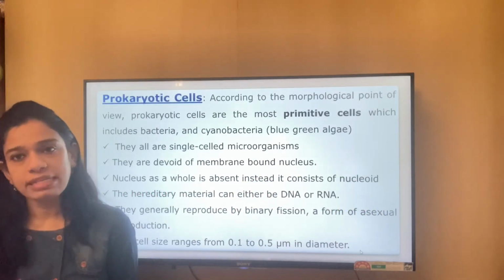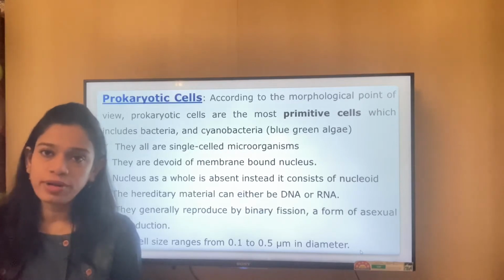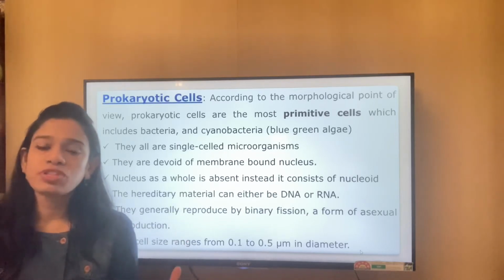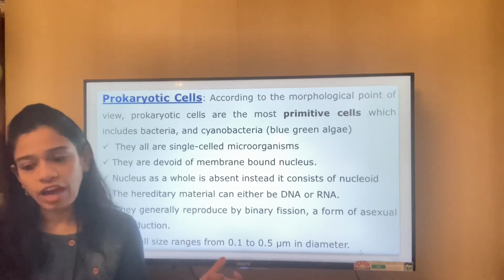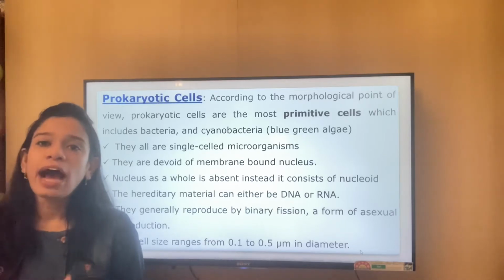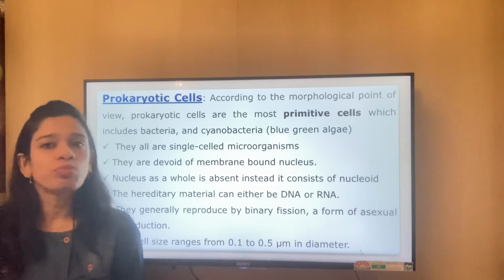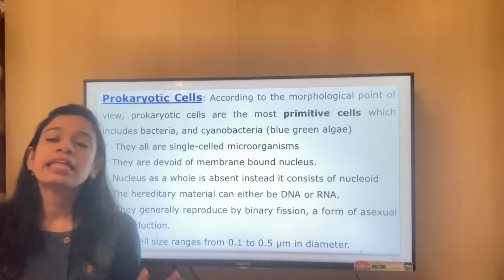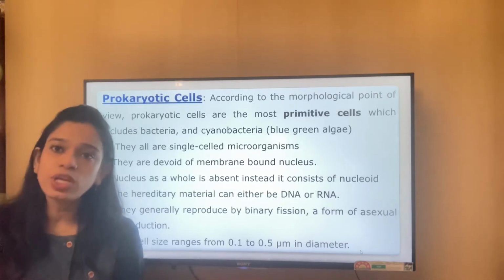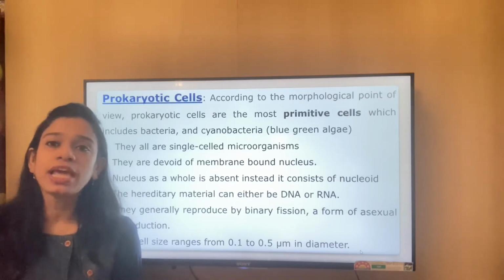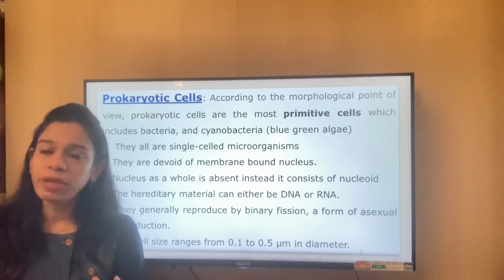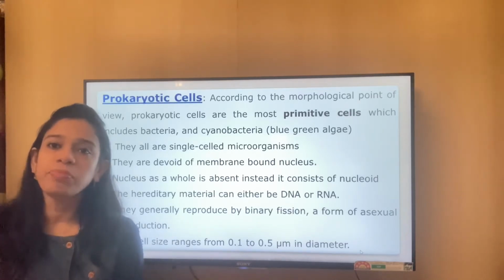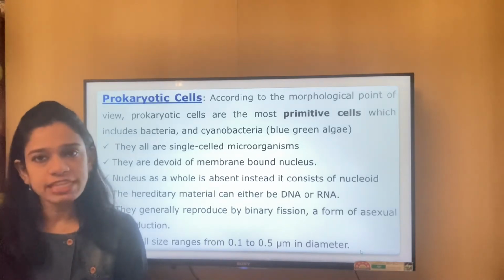So prokaryotic cells are generally unicellular. They are the most primitive type of cells. They have a diameter ranging from 0.1 to 0.5 μm, and they reproduce asexually through binary fission. The nucleus as a whole is absent. Instead, they have a structure known as the nucleoid, which consists of the genetic material, and they are not membrane bound. The genetic material in the prokaryotes can be RNA or DNA.